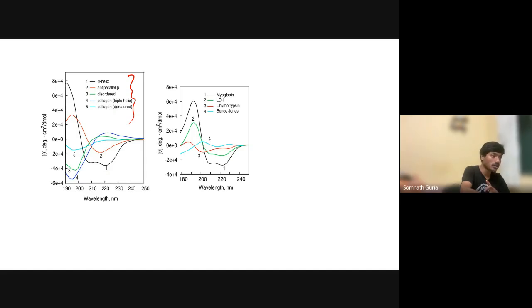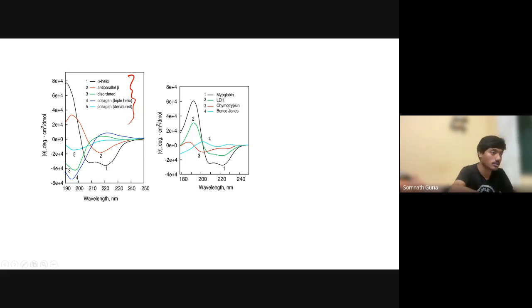In the random coil, we have a negative at 195, the maximum. Initially it starts with the positive, and after a certain wavelength it turns to negative activity.